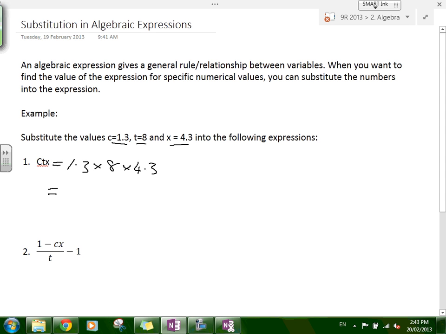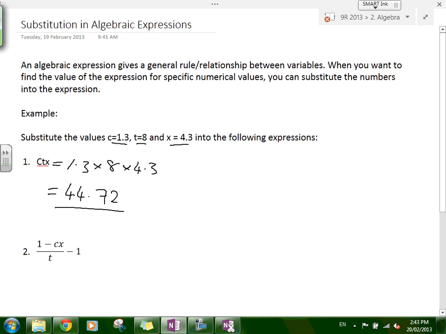find it, please. 1.3 times 8 times 4.3. Go. Get it? What is it? 44.72.